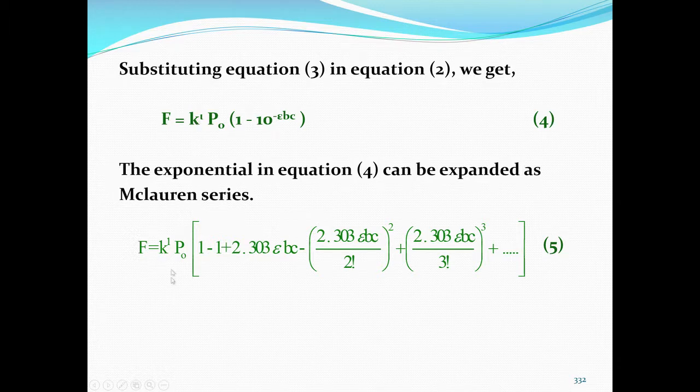This k dash is here and then P naught is here. This I am expanding, 1 is here, and expansion of this is minus 1 plus 2.303 epsilon bc divided by factorial 1. I have not written because factorial 1 is 1 only, and then 2.303 epsilon bc squared by factorial 2, factorial 3, like that. It is an unending series.